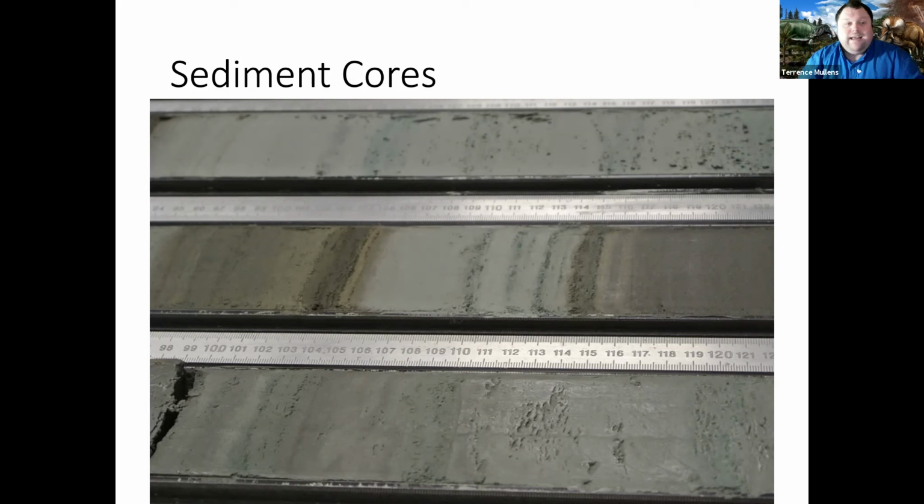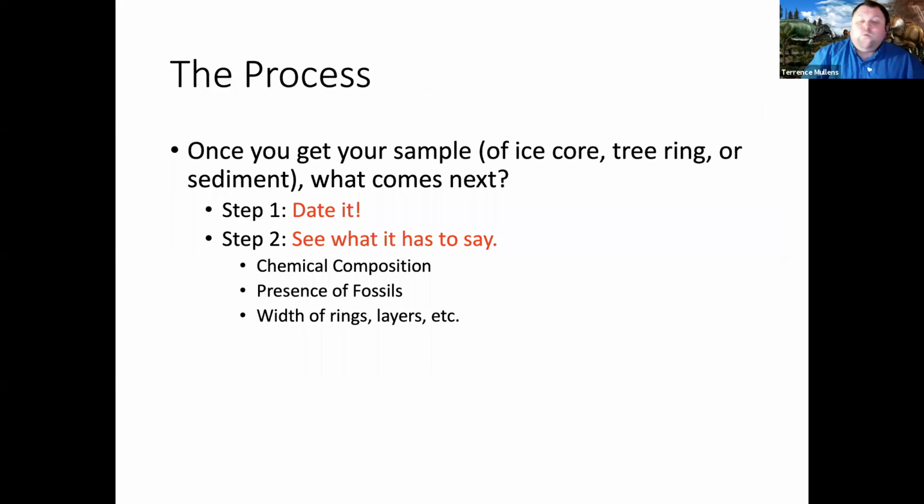Now, that being said, these are the different proxies and how we collect them. But once we collect them, what do we do with them? Well, this actually takes us into the next two videos that we're going to talk about, but I at least wanted to briefly introduce you to what we do with them before we go into those next two videos. The first thing we want to do is date it. So when we get some kind of sample, whether it's an ice core, a tree ring, or a sediment core, we want to date it.